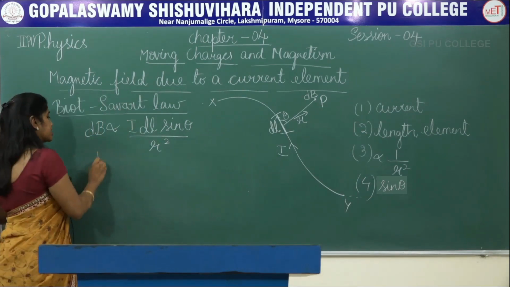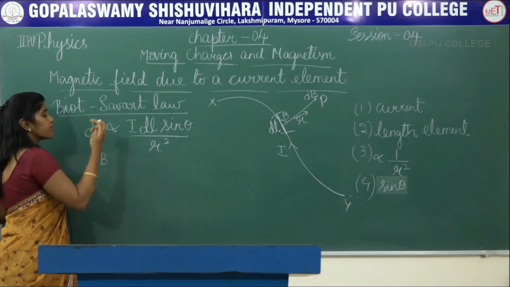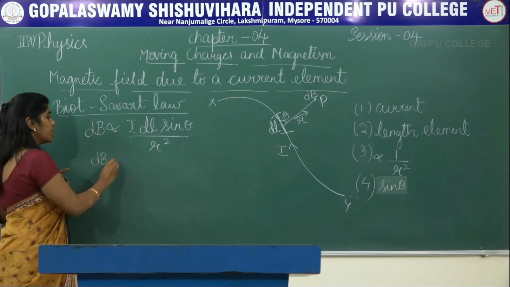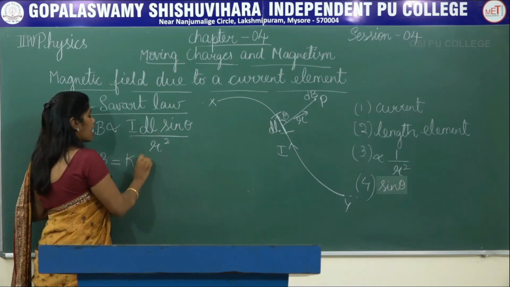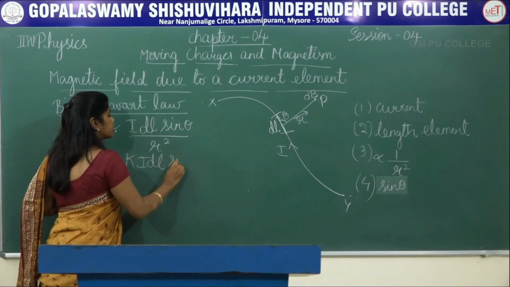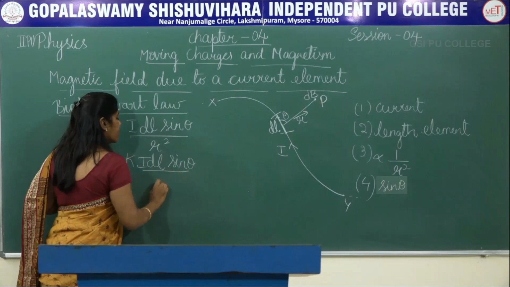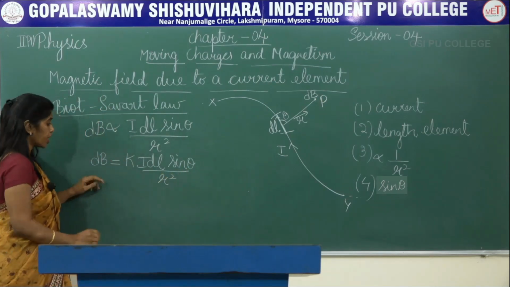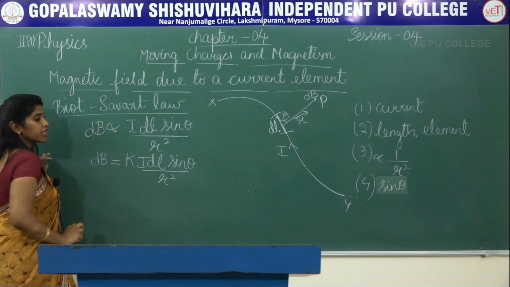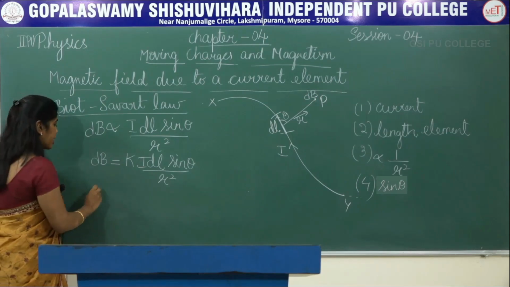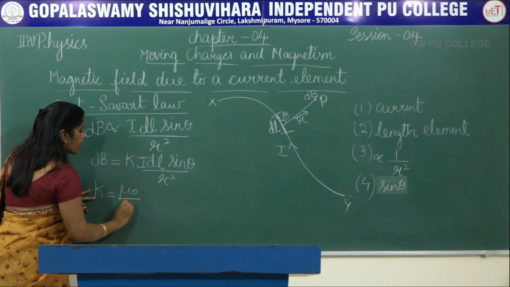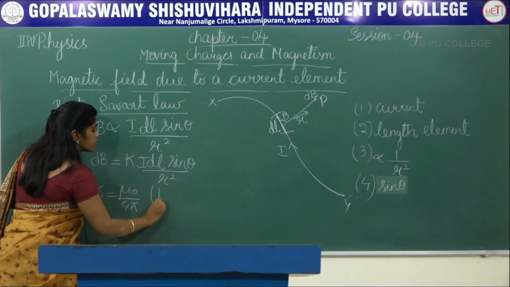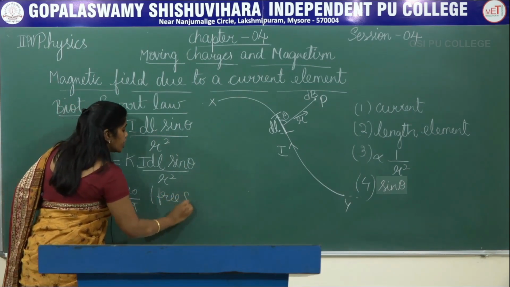Now, let me remove the proportionality symbol. Then dB is equal to a constant k times I dl sin theta by r square. Now, this k is the constant of proportionality whose value for free space is given as mu naught by 4 pi. So, this is the value for free space.